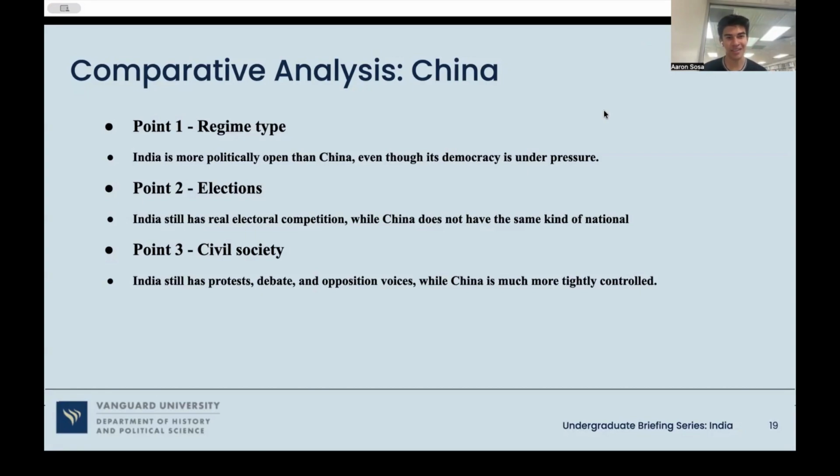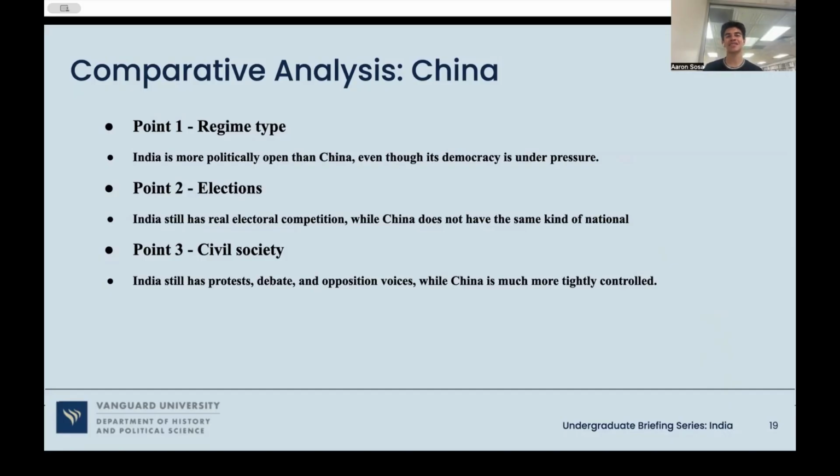China, by contrast, is much more centralized and tightly controlled, which makes it easier to classify as an authoritarian government. And this shows that India is not fully authoritarian at all, but it is also not functioning like a liberal democracy. It's not like us. We're not like the United States. So we're a little different.